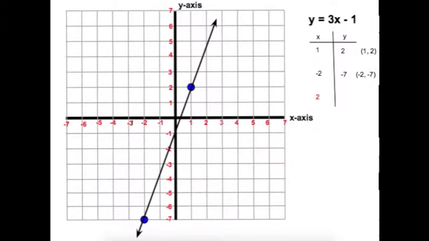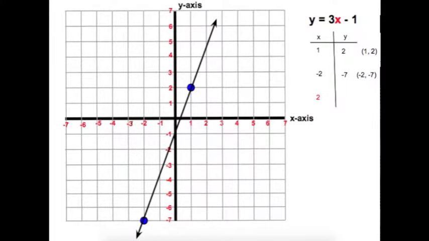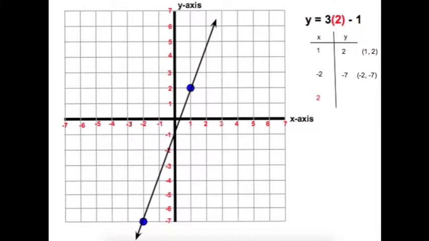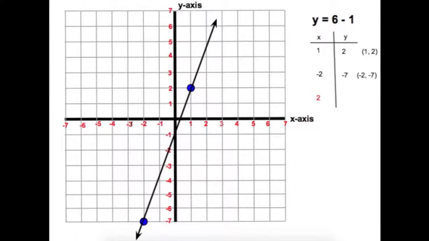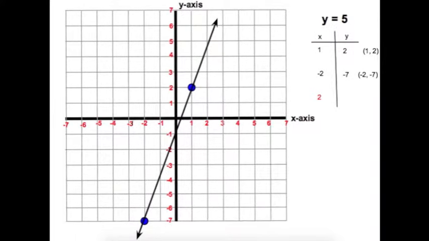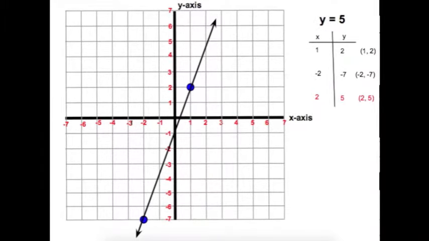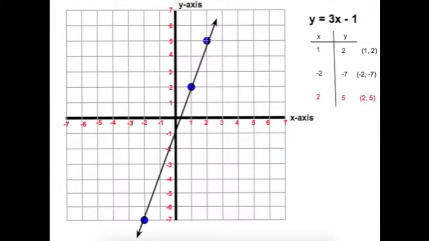We could have chosen 2. Let's plug 2 in for x and see what happens. 3 times 2 would be 6. Then we do 6 minus 1, which is 5. So y equals 5. So this particular ordered pair would be (2, 5). When this ordered pair is plotted on the coordinate plane, we see that it falls directly on the line we have already graphed for y equals 3x minus 1. Again, you can choose any x value and you will come up with the same line.